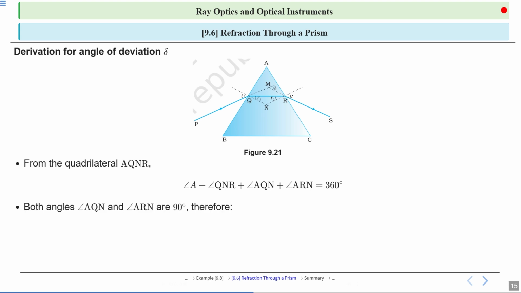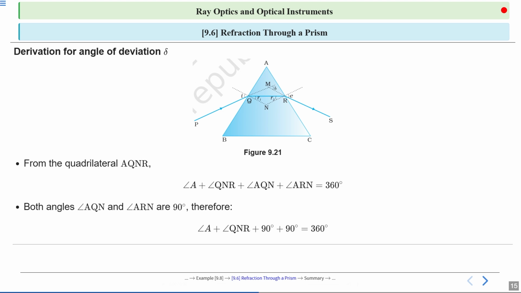So both angles AQN and ARN are right angles, each measuring 90 degrees. This simplifies our equation significantly, as we can substitute these values directly into our angle sum equation. This step is crucial for simplifying the derivation process. Substituting the right angles into our equation, we have angle A plus angle QNR plus 90 degrees plus 90 degrees equals 360 degrees. Understanding this relationship is key to mastering the concept of refraction through a prism.